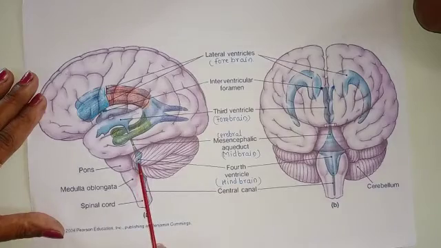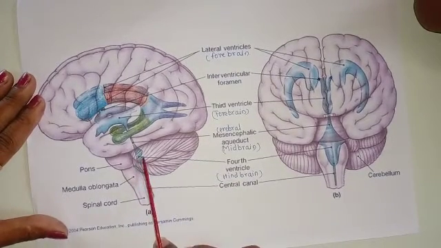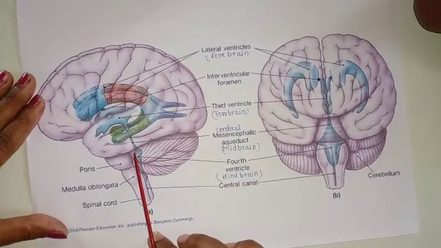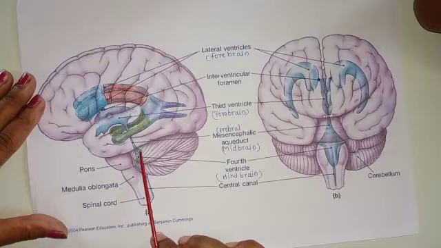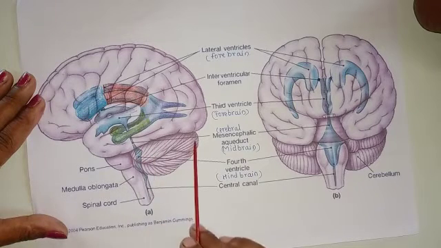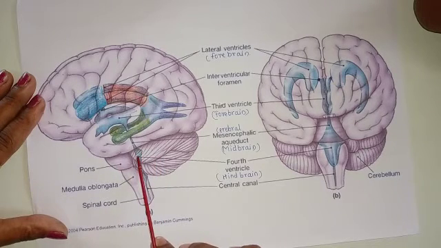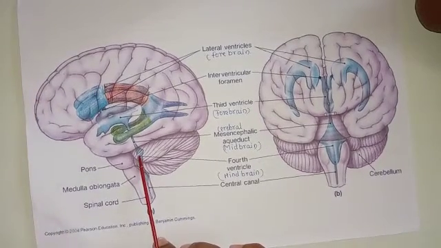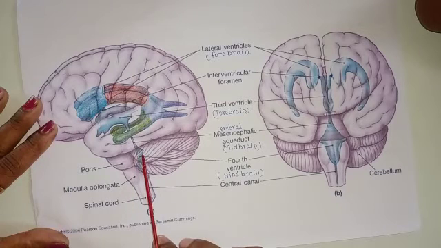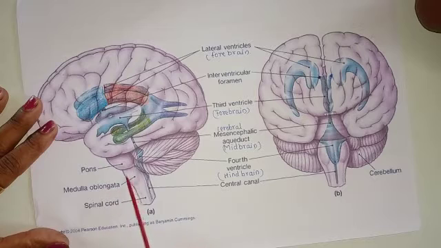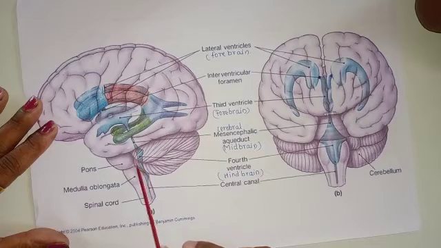The next one is the fourth ventricle. This fourth ventricle lies deep in the cerebellum, in the hindbrain, anterior to the cerebellum. So this is the cerebellum part, and the fourth ventricle is present anterior to the cerebellum. Posterior to the pons varolii, and the superior half of the medulla oblongata, this fourth ventricle is there.